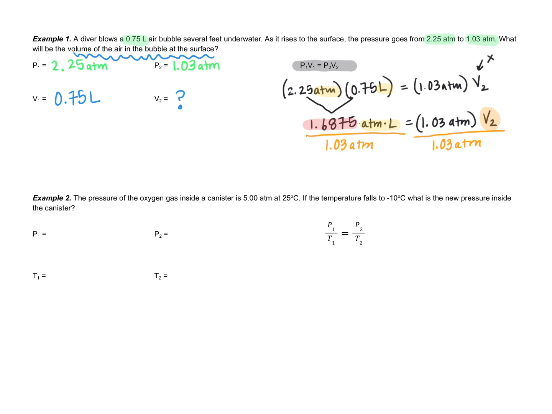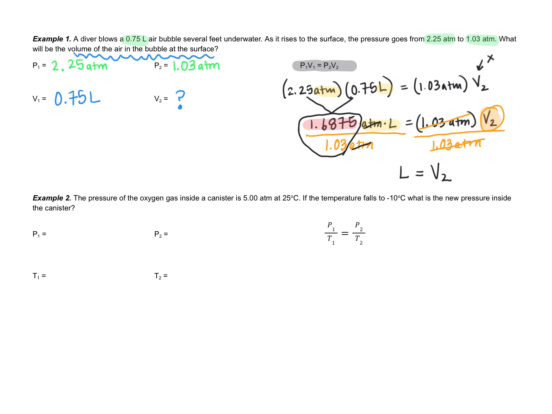That's going to cancel it over here. And then I'll have V2 all by itself on the right-hand side. On the left-hand side, my ATMs cancel, just like if I had X in the top and the bottom. I'm left with units that are L, so liters, which makes sense because I'm solving for volume. And then I'm just going to type this into my calculator.